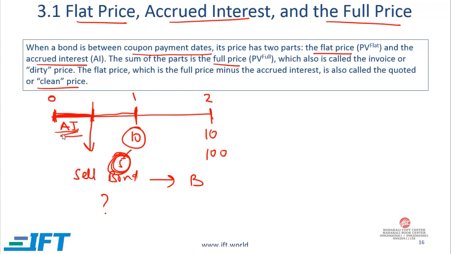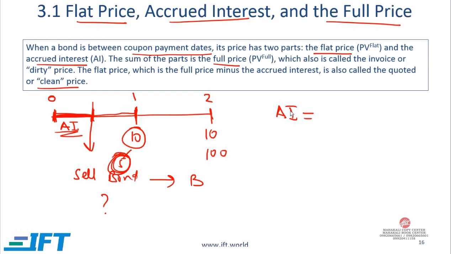The amount that you pay without the accrued interest is called the clean price or the flat price, and that is the amount that is quoted. This will make more sense when we go through the example on the next slide. But at this stage, let us take a look at the calculation for accrued interest.